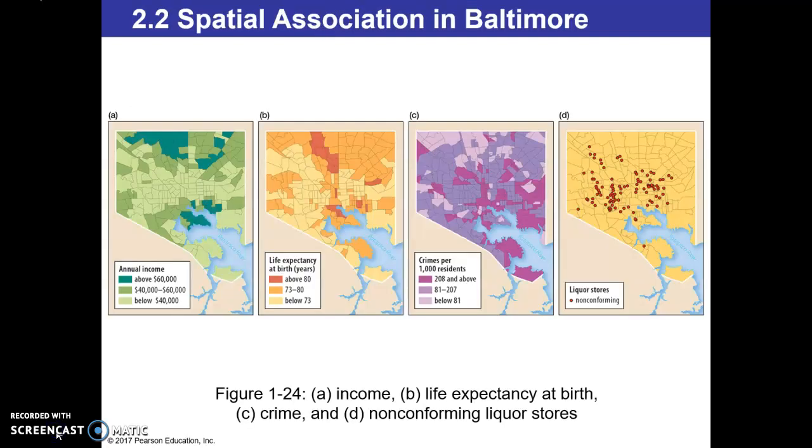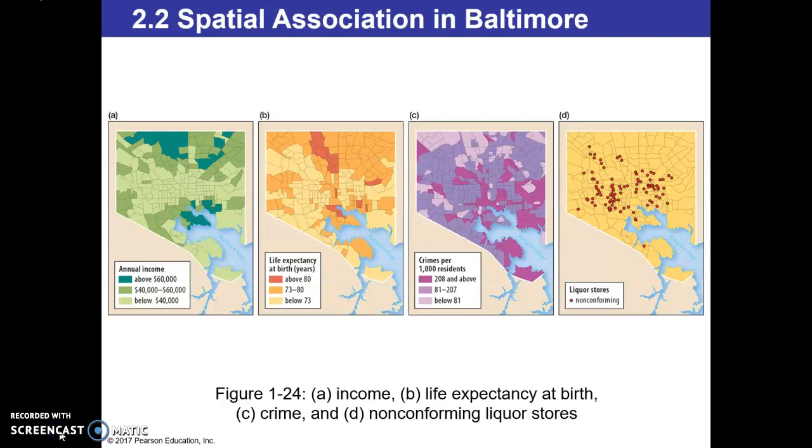Let's look at the spatial association in Baltimore. This can be found on page 19 of your textbook, and it's figure 1-24. Let's look at a series of categories. The first map you're looking at is going to show you income. The second one, life expectancy. The third, crime. And the fourth, non-conforming liquor stores.